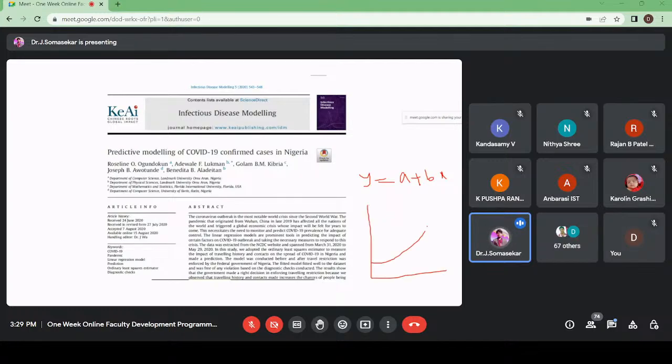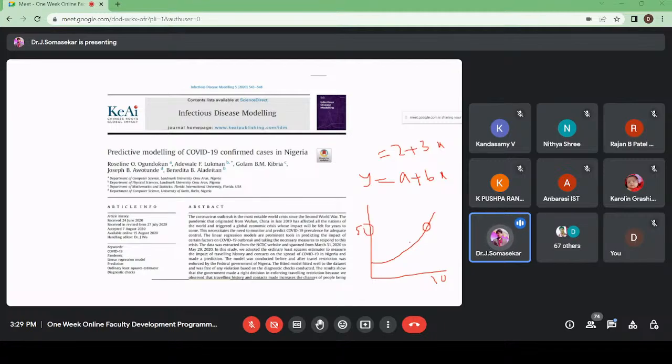This is the regression model I'm assuming. So 2 plus 3x, let us assume. And whenever we have new data, let us assume 10, the value of the number of COVID cases corresponding to this X, let us assume here 50, we can find. So this is a basic idea behind this linear regression.